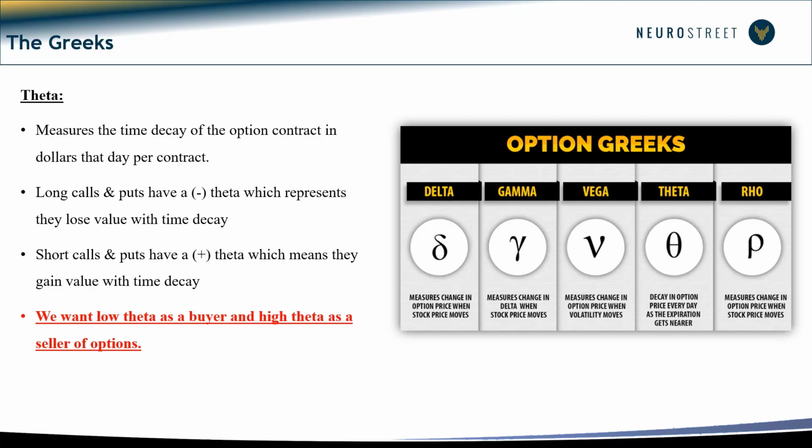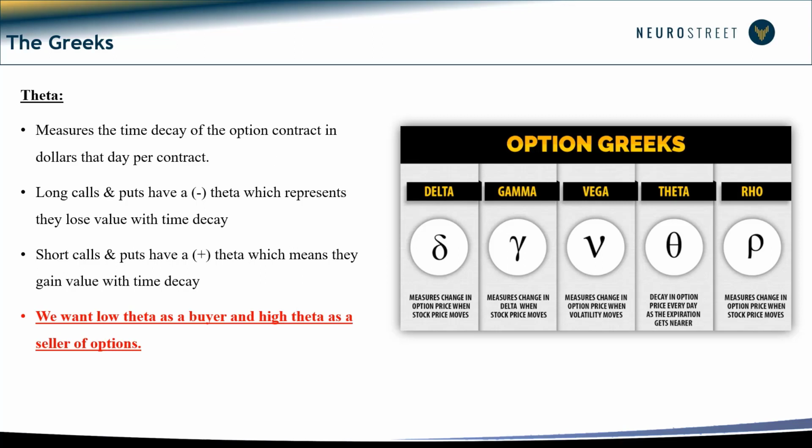But then you have to remember that as time starts to decay and things start to get closer and closer to expiration, this is going to affect the value of that options contract, because now you have less and less time for that option to work in your favor or work against you. Okay, so theta measures the time decay of the option contract in dollars that day per contract. Essentially, long calls and puts have a negative theta, which represents they lose value with time decay. Okay, they lose value with time decay.